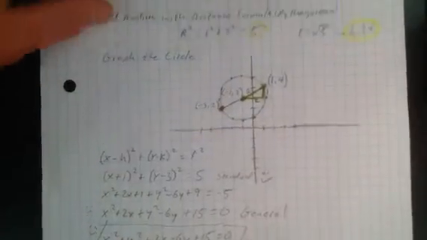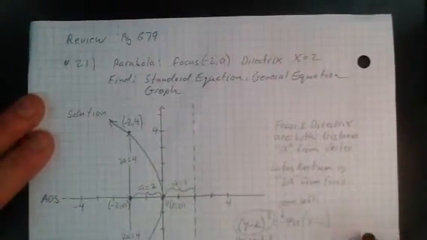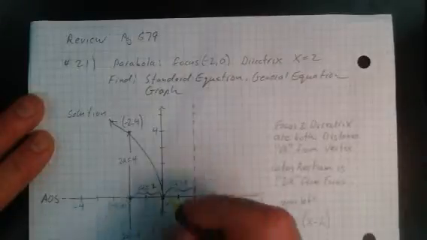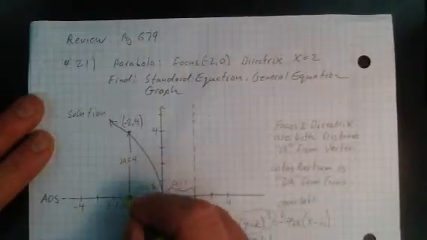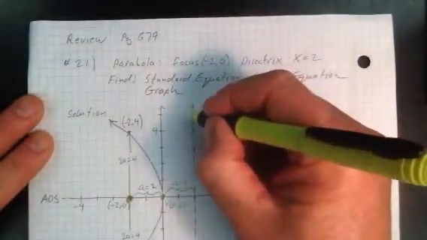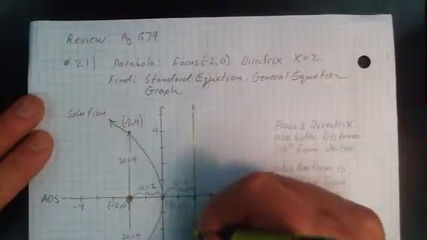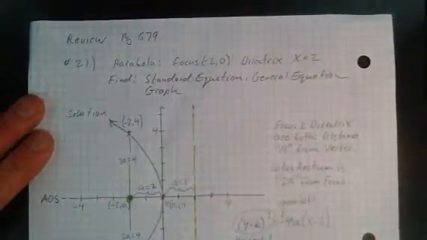Okay, parabolas. I picked this one from your review exercises, number 21. All right, what am I given? I'm given the focus. So I was given this data point, and I was given the directrix. And that's all I was given. What do we do from here?